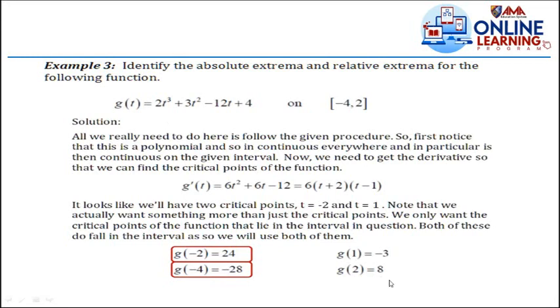So, which means this is our absolute extrema, no? Yung positive value and relative extrema. Okay? Both of these do fall in the interval. So, nasa interval po sila, no? From negative 28, then we have negative 3, then we have 8, and 24.